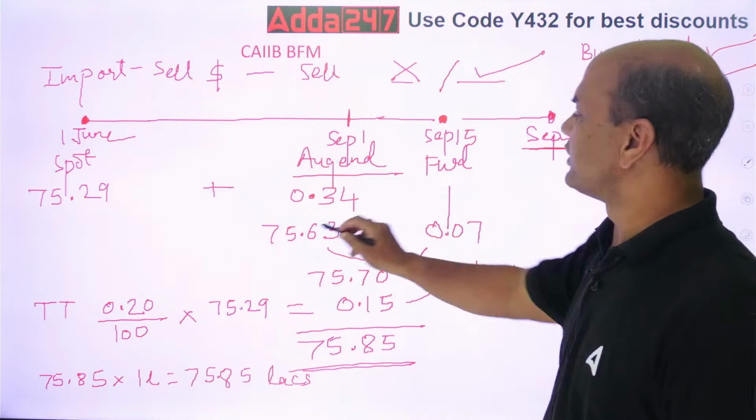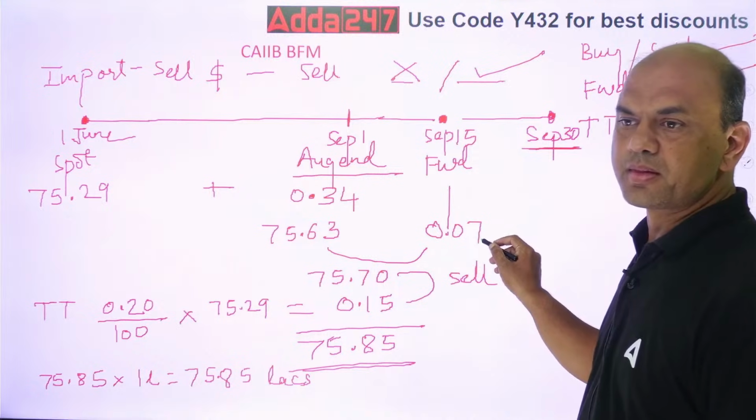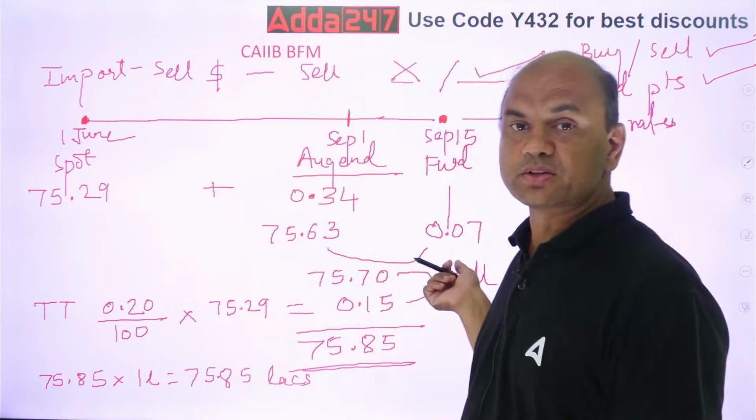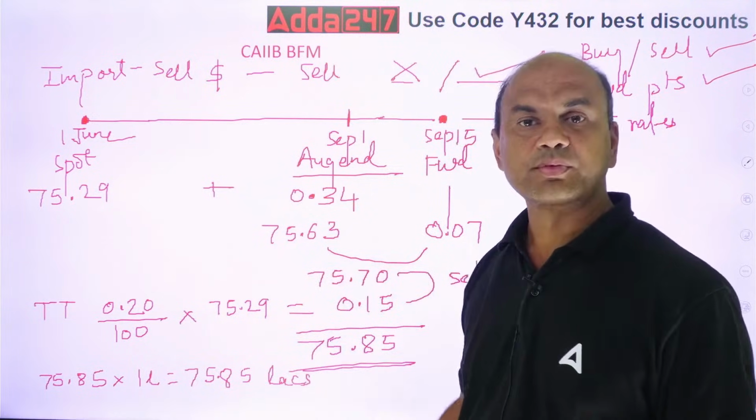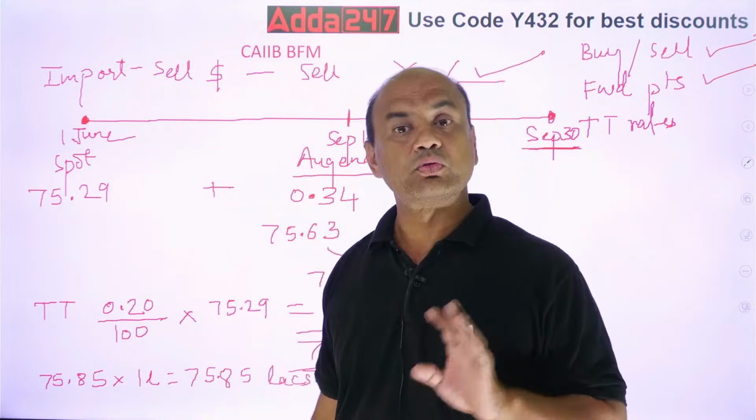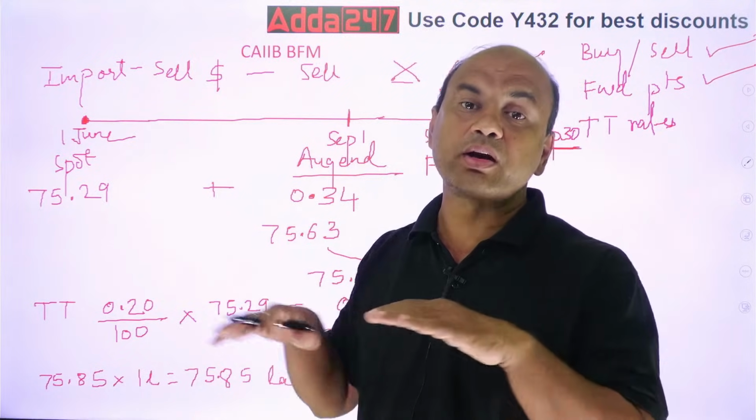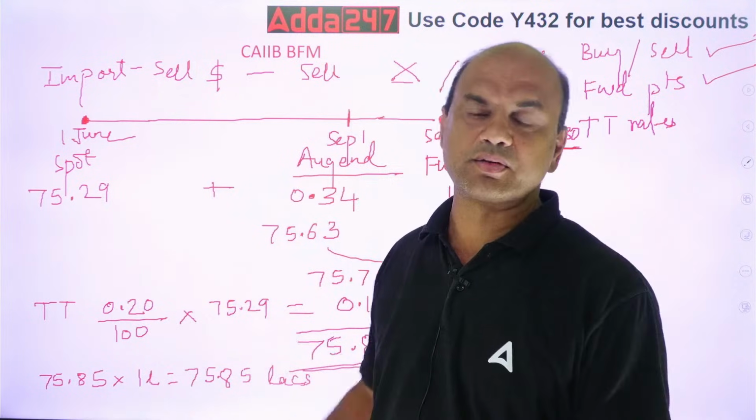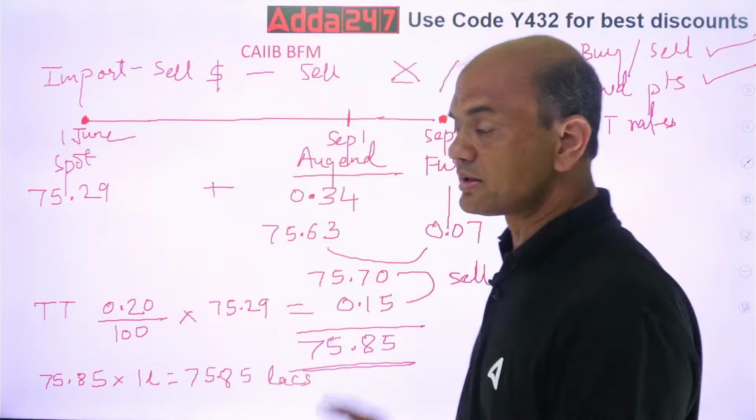So I'll add this now. See this, 75.63 plus 0.07. So what will I do now? Plus 0.07. So 75.70. So what have I done up till now? I have completed the forward rate point. Forward rate, whatever it is, I have completed it. But there is still something remaining. That was a twist, right? Margin.